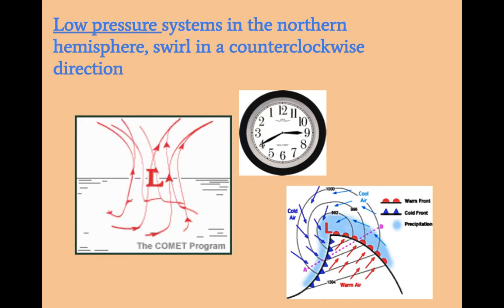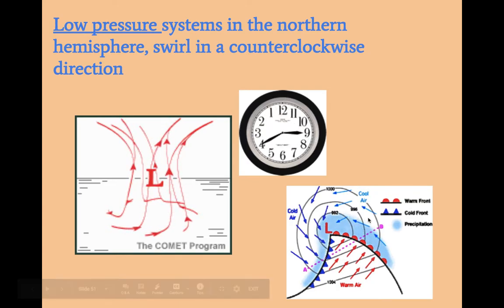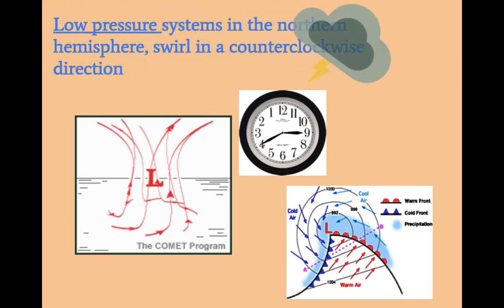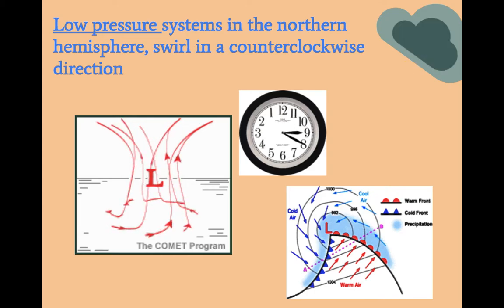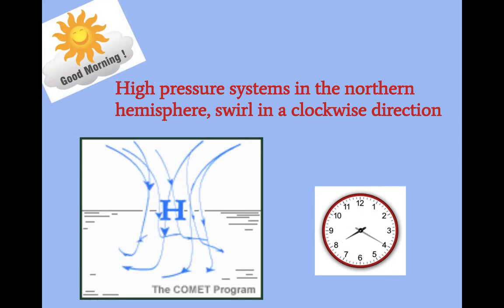All right, so low pressure systems are associated with stormy weather because if you look here, we've got a warm front, we've got a cold front, they're meeting, they're swirling. The low pressure system is causing precipitation, so you're going to get stormy weather. A high pressure system, however, goes in the opposite direction. The high pressure system is moving clockwise, and they bring nice weather.